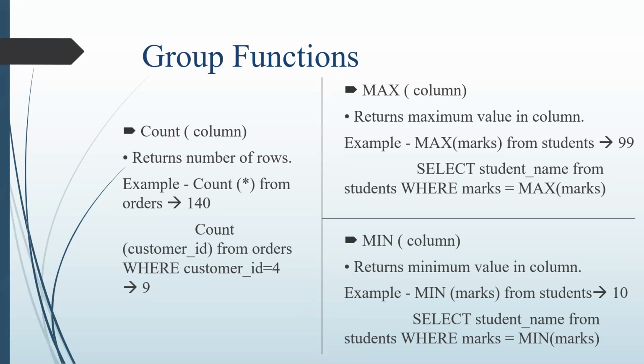Next is max. If you want to find the maximum value in a particular column in a table, we use max. So you see we are finding the max from students, which is 99. And then we are using that in our query: select student_name from students where marks is equal to maximum of marks. Min is the opposite of max. If you want to find the minimum value in a column, you use the min function.